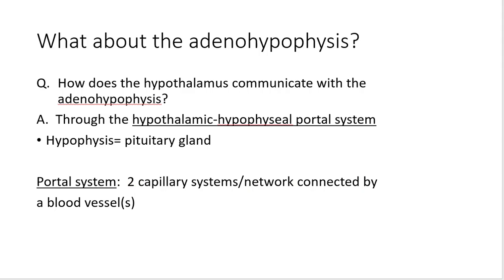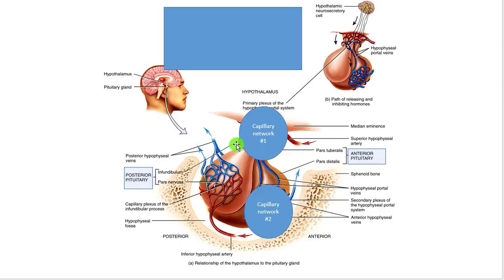And I just showed that to you. These right here are 2 capillary systems, capillary network number 1 and capillary network number 2, connected by a blood vessel or blood vessels. In this case, there's 2 of them, at least on this picture.